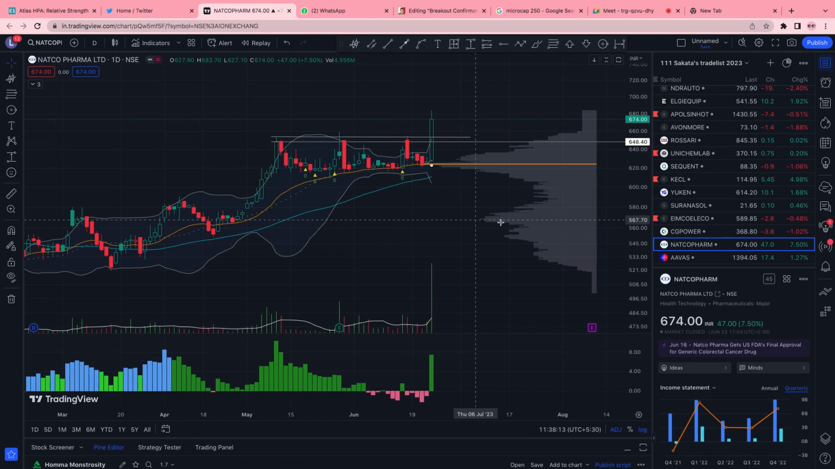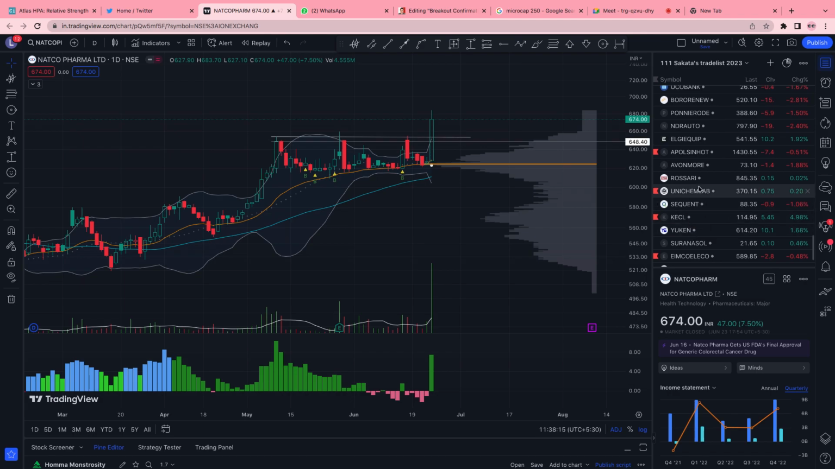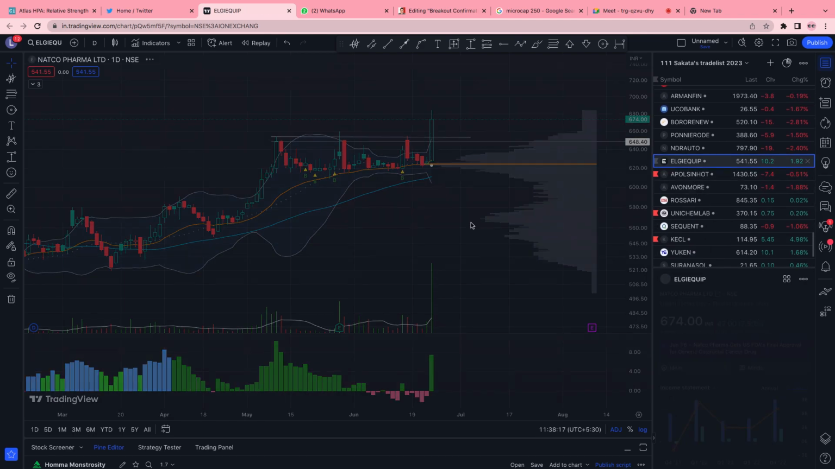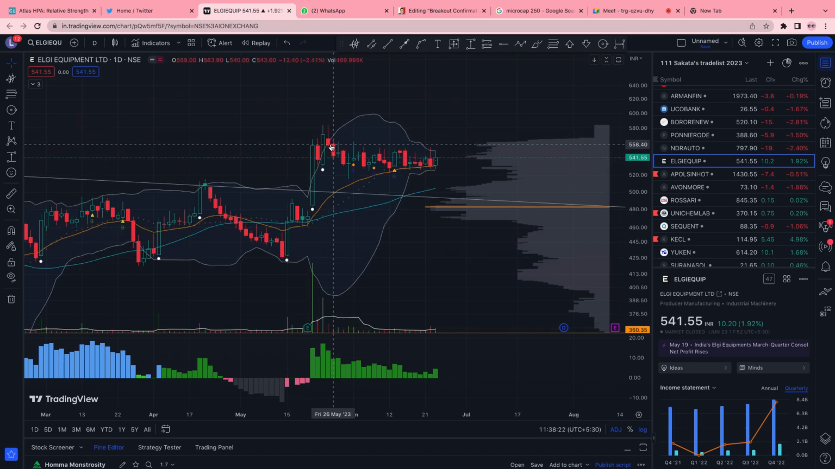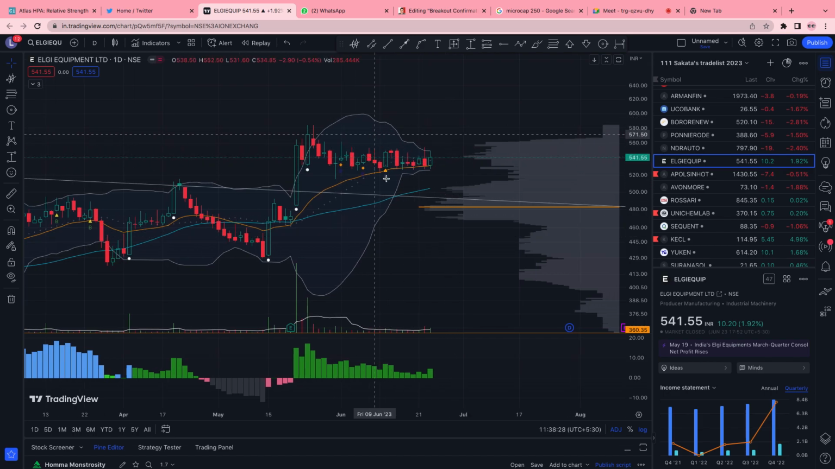Okay. So another example, let me give you in terms of names which are setting up, is LG Equipment. Now you see LG Equipment after this move has been contracting so nicely. Three triple B hits are also there. But at this point the Bollinger Band was very wide. So this is what I mean by not ready for an entry. But now you see what is the Bollinger Band contraction.